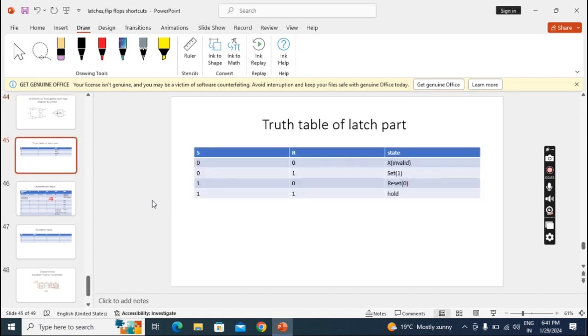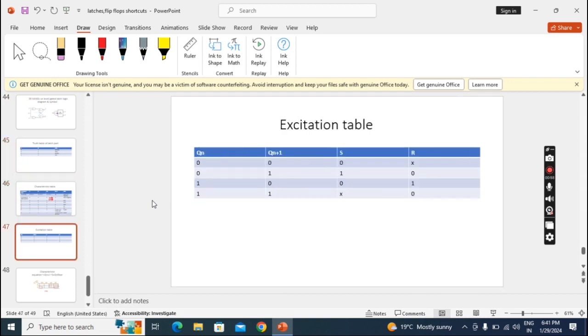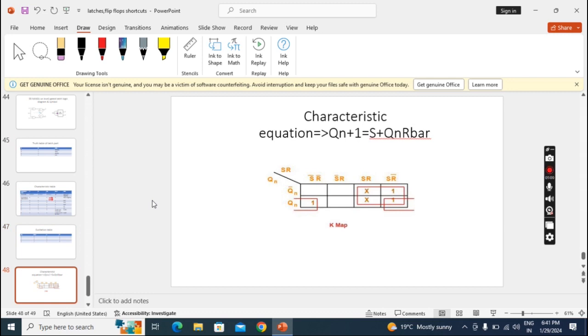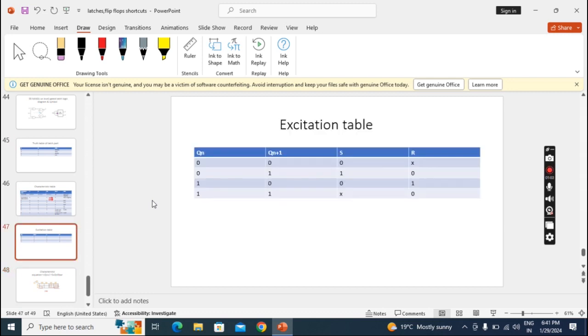We'll see. This truth table is the latch part, the non-gated truth table that we know. This is the characteristic table. Next excitation, then characteristic equation. This characteristic equation and this excitation table will be the same as positive level only. No difference.